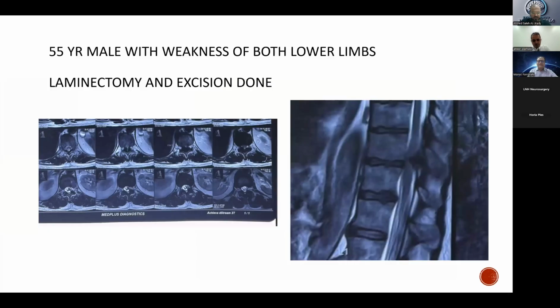This was a 55-year-old male who presented with weakness of both lower limbs. You can see here the MRI shows a compression at the thoracic level, and it is hypointense, suggestive of a calcification, and the axial cut shows there is ossification of the yellow ligament with severe compression. So these cases just need a laminectomy.